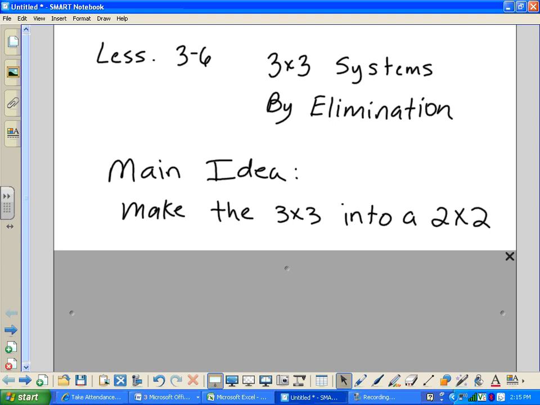Okay, so we'll look at this statement right here. I'm going to make the 3x3 into a 2x2. And the way I'm going to do that is by eliminating the same variable twice. So if I get it to a 2x2 system, then we know how to do 2x2s.